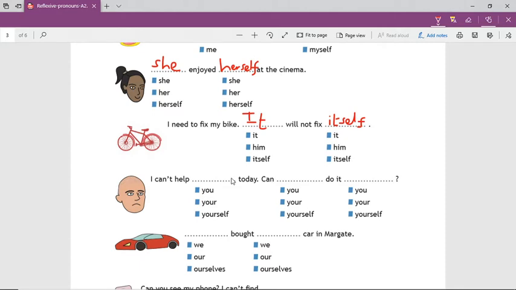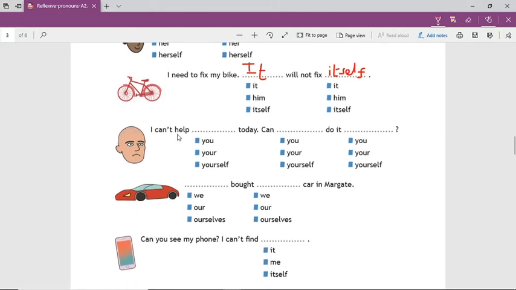Okay, brilliant. Next up, I can't help blank today. Can blank do it? Blank. So here we have someone else looking quite unhappy here. I can't help you today. Can you do it yourself?